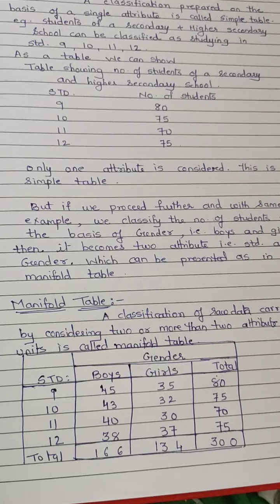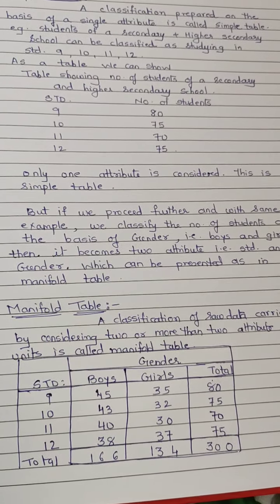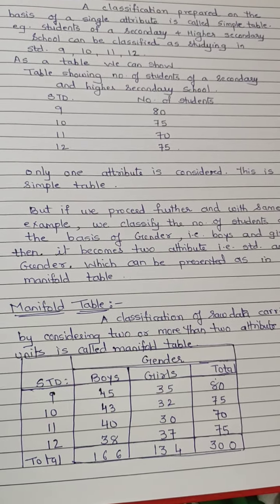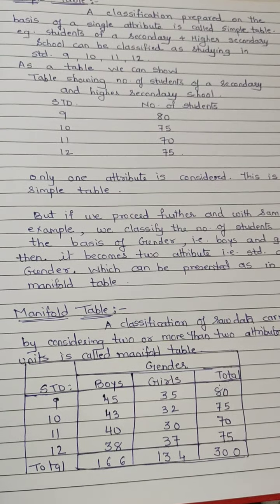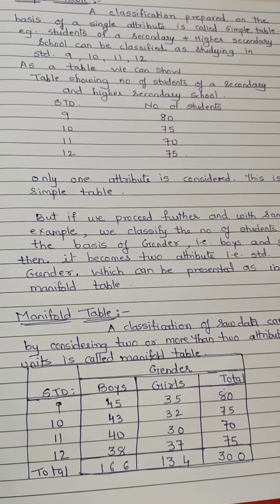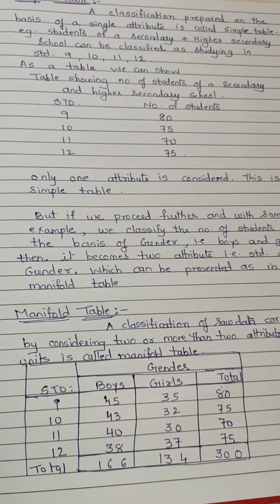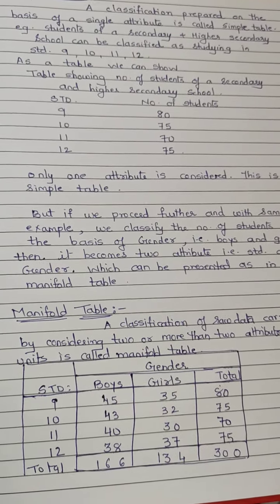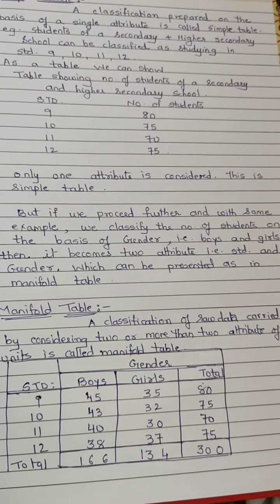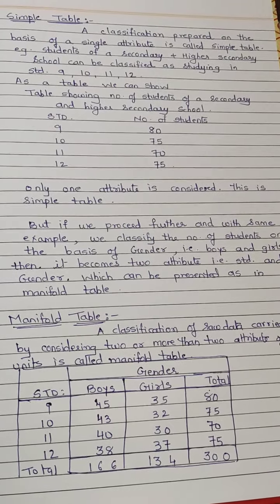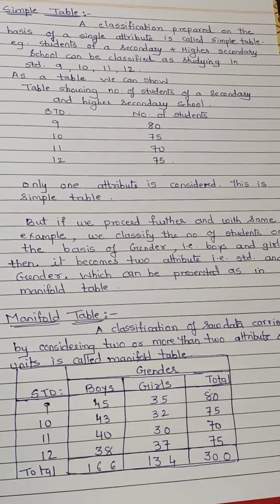Table showing number of students of secondary and higher secondary school. Arbitrary figures I have written over here. Standard 9th, 10th, 11th, 12th. Number of students 80, 75, 70, 75. Right? So only one attribute is considered. This is our simple table.